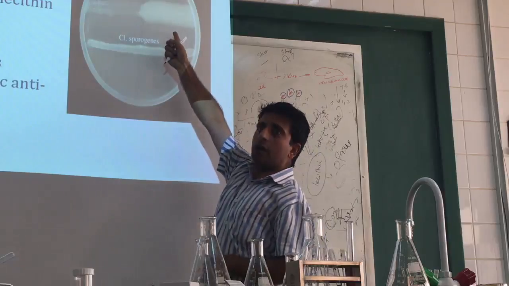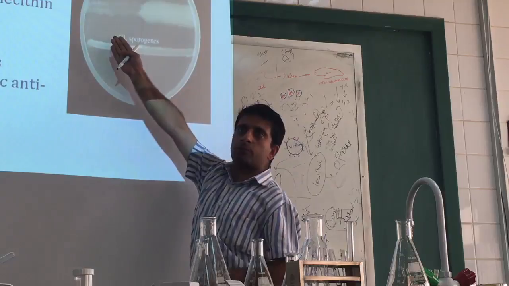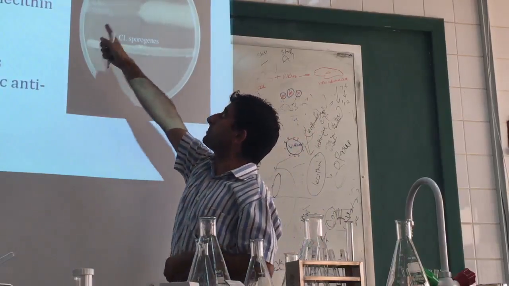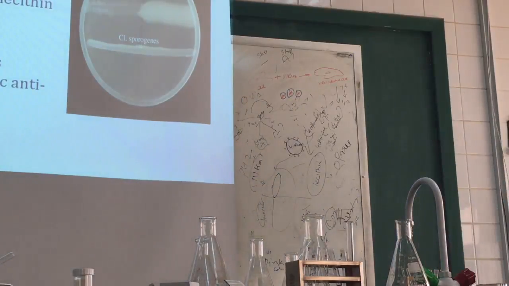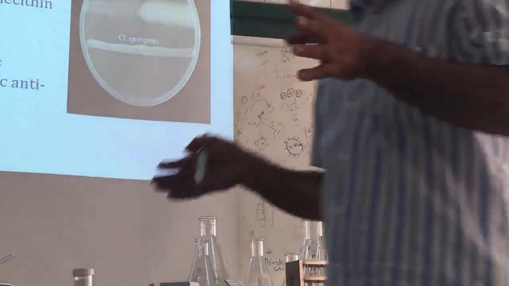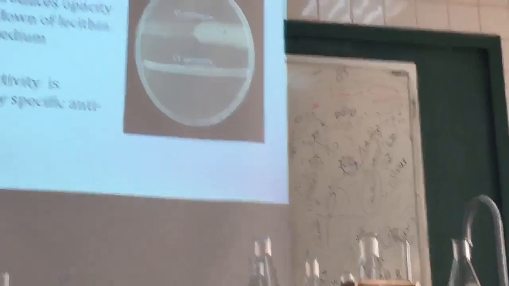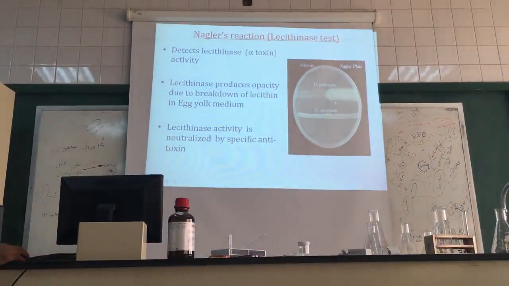But here it is broken down because of lecithinase, the alpha toxin. On this side, it's not broken. Lecithin is not degraded. Why? Because of the presence of antitoxin. Clear? The name of the person was Nagler. He made this test to confirm. This test confirms that this microbe has the capability to produce lecithinase alpha toxin, and this opaque structure means the enzyme has degraded the lecithin.